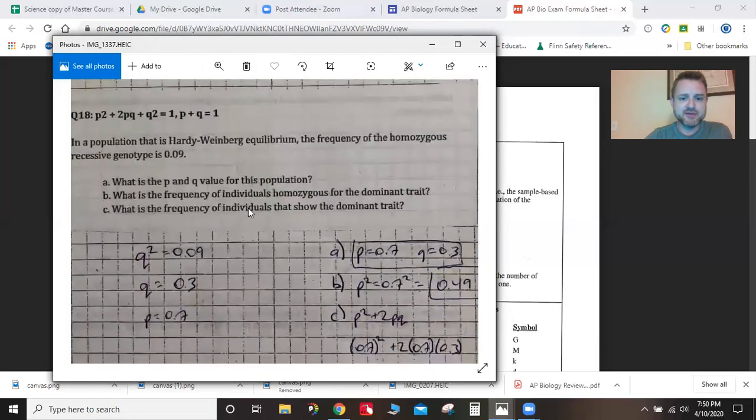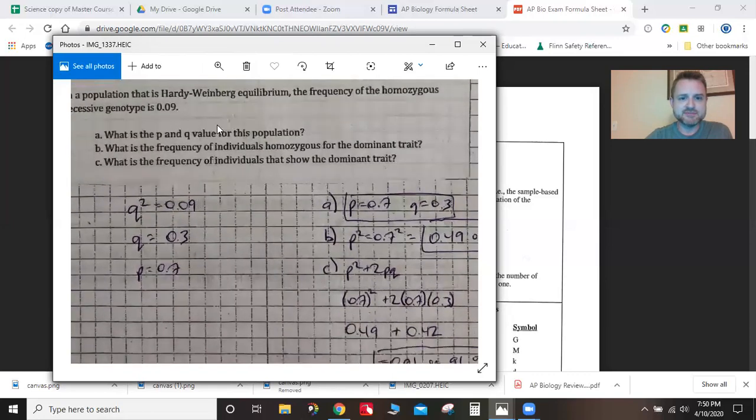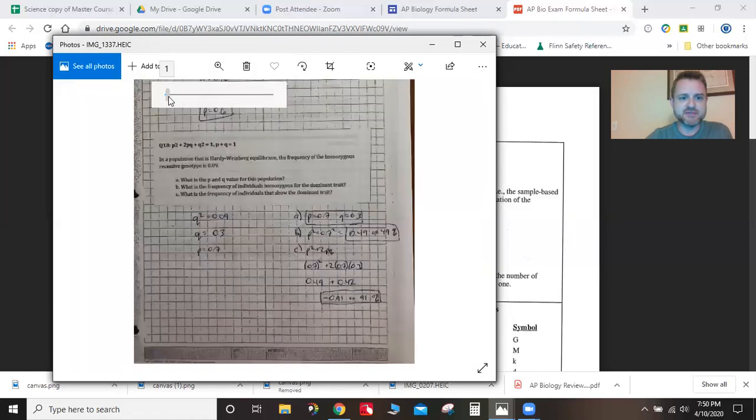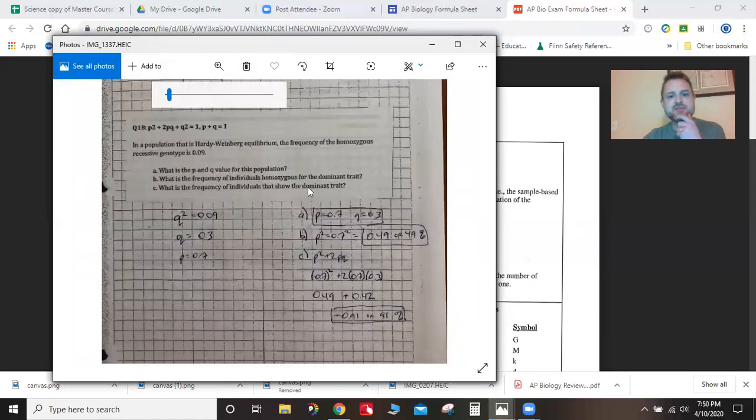Piece of cake. Question 18 asked me a bunch of stuff. The frequency of the homozygous recessive genotype is 0.09, so that's q squared. Root that, so q is 0.3, p is 0.7. A wants the p and q value, we just did that. B wants the frequency of individuals that are homozygous dominant, that's p squared, which is 0.7 squared, which is 0.49 or 49%.